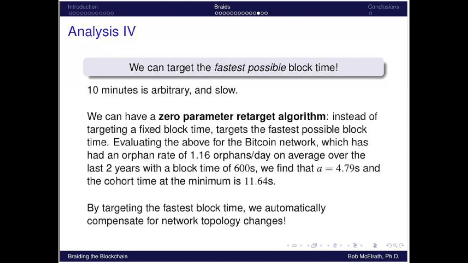The Ghost protocol is not a graph structure. It is a chain structure. It just keeps track of the orphans and weights them, essentially.